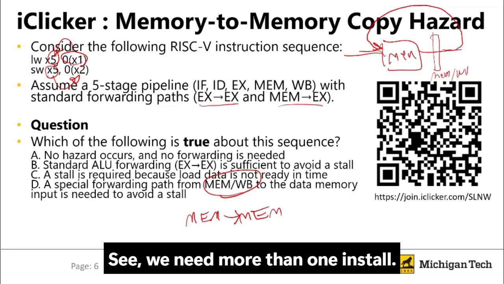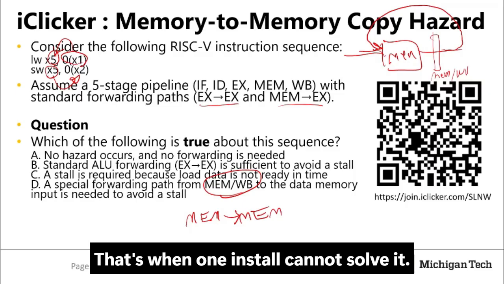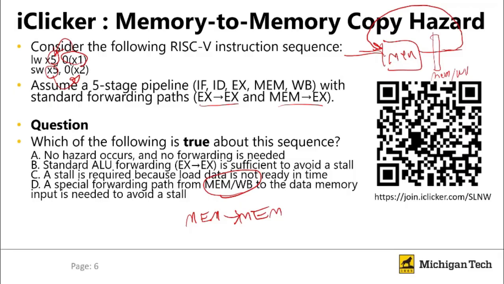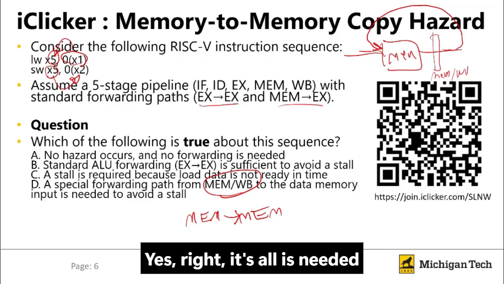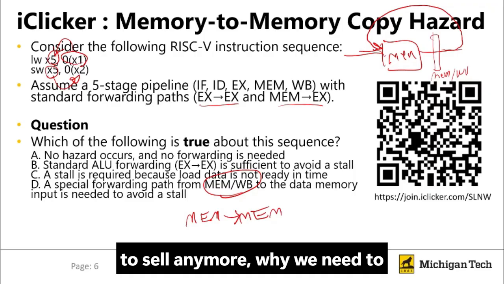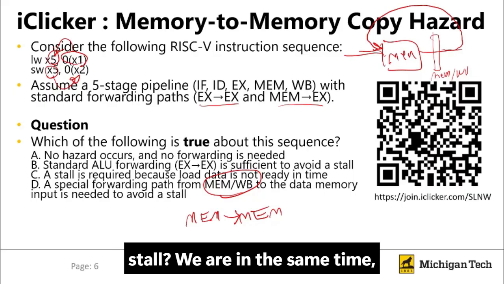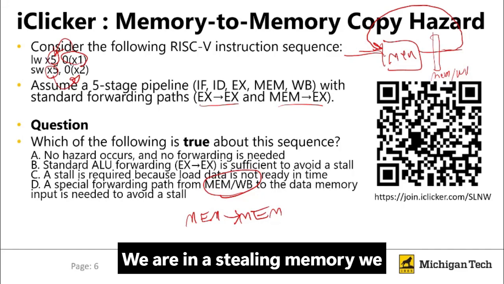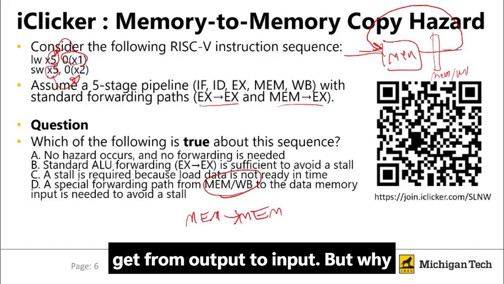C. We need more than one stall. That's why one stall cannot solve it. Yes. But D implies avoiding a stall, right? A stall is needed regardless, right? Like, no, we don't need a stall anymore. Why would we need a stall? We are at the same time. We are not going back in time. We are still in memory. We get from output to input. Why would we need a stall?